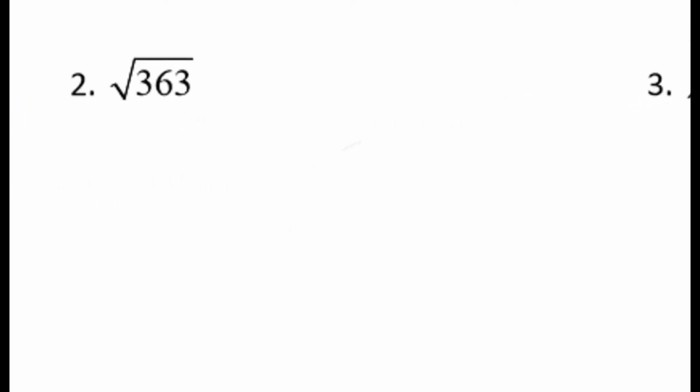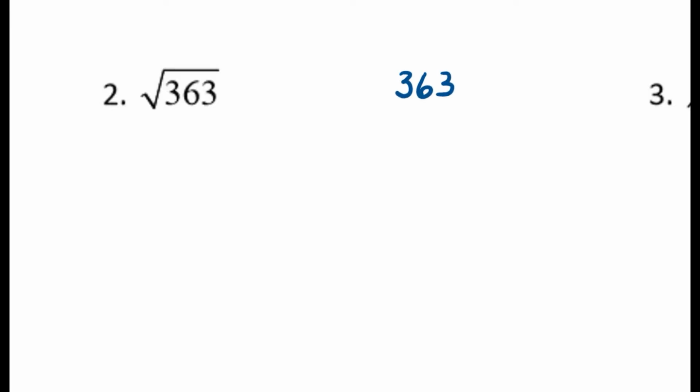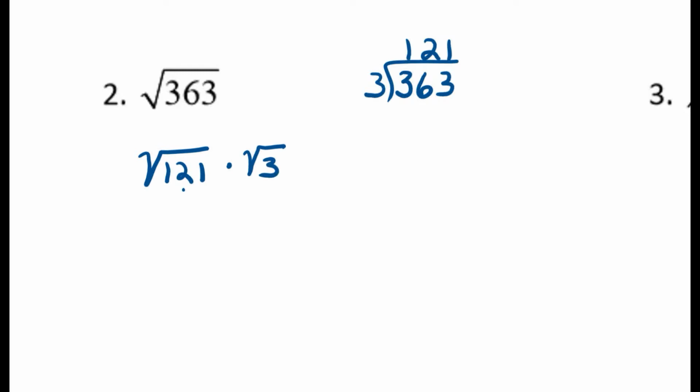All right, so next we're going to look at the square root of 363. And so we can, again, maybe we don't know of a perfect square in 363. So we would start by dividing by 3 to see if we can find anything. And sure enough, we get 121. So I'm going to separate 363 into the square root of 121 times the square root of 3. 121 is a perfect square, and the square root of 121 is 11. So our simplified radical form would be 11 times the square root of 3.